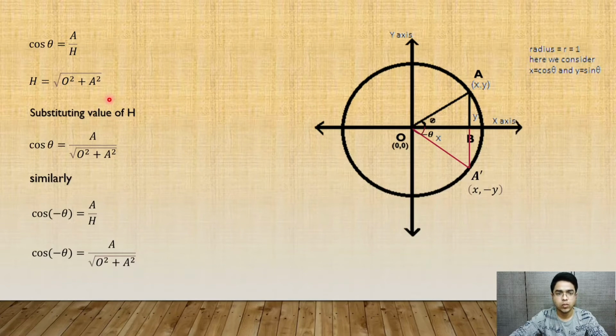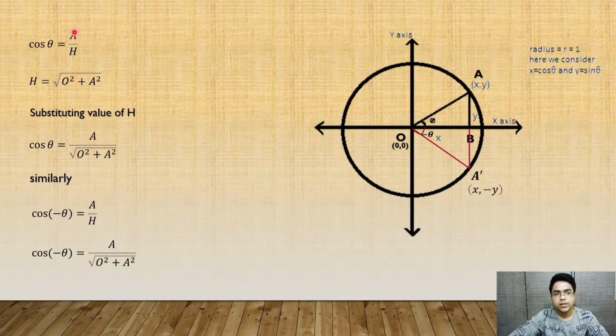is under root of O square plus A square, that is opposite side square plus adjacent side square. Substituting values of h, we get cos theta is equal to adjacent upon under root of O square plus A square. Similarly, for cos of minus theta, A upon h is equal, and cos of minus theta would be adjacent upon under root of opposite square plus adjacent side square.